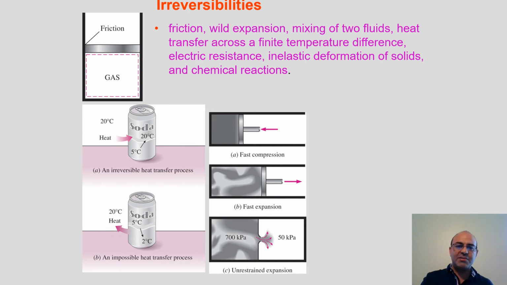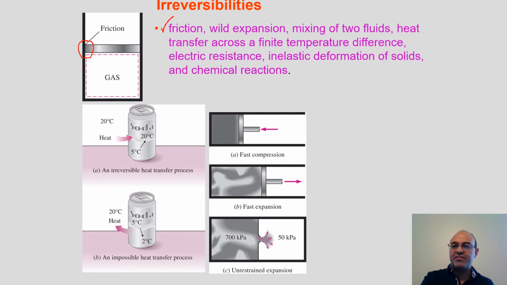Okay, so some sources of irreversibilities are given in this slide. So friction, we already talked about friction as a major source of irreversibility. That's why in a piston cylinder, we usually assume a frictionless piston cylinder, because if there is friction, then we cannot simply go ahead and analyze the piston cylinder based on simple thermodynamic analysis. So we have talked about friction and wild expansion so far.